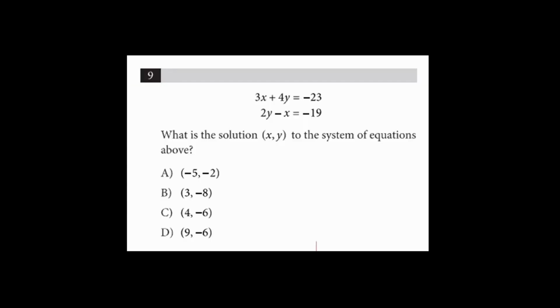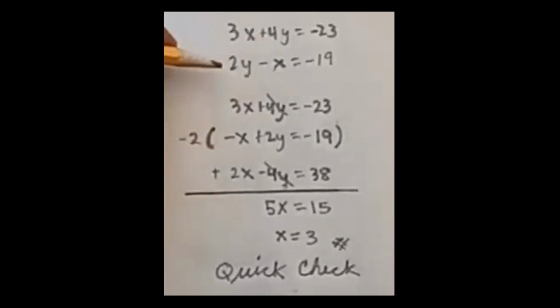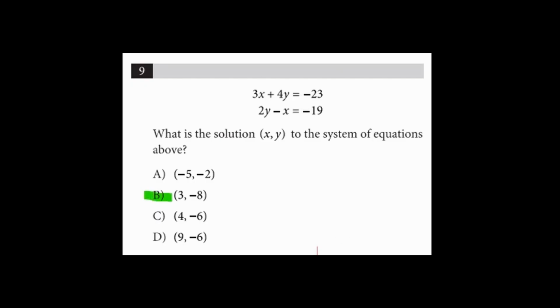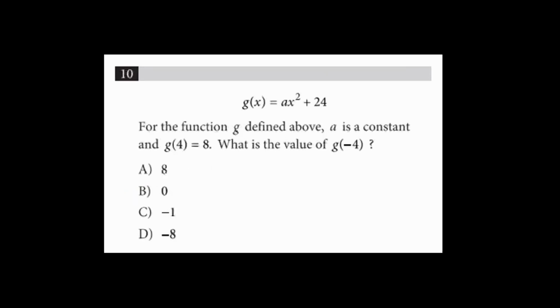Number 9, a system of equations. I say be careful with this one. This one could be a trap problem. It may be faster just to go ahead and solve it by elimination, and that's what I did. Here's the solution for that. I saw that I could easily eliminate the y's by multiplying the second equation by -2. Added them together, I got 5x equals 15. So x must be equal to 3. B is the only one with a 3 in the answer, and by doing a quick check, it didn't take long to see that -8 worked for both equations. Answer is B.